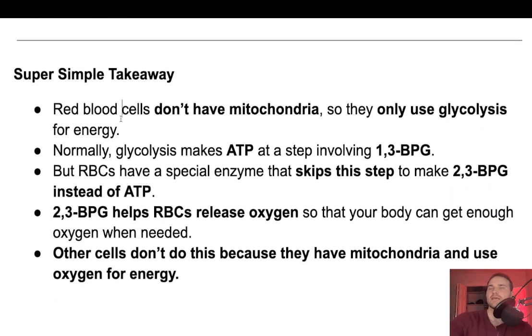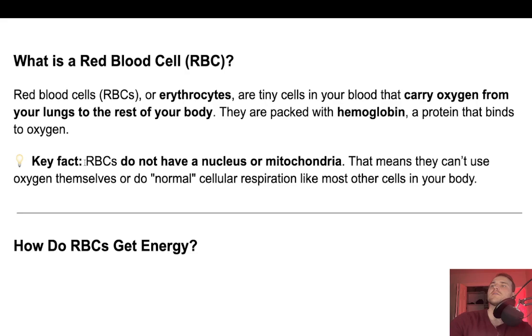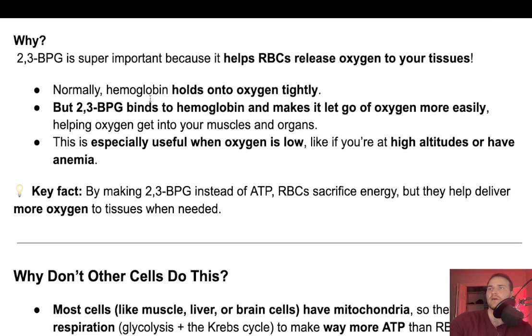So red blood cells don't have mitochondria. They don't have nuclei. And they make ATP in a single step. Normally, you make ATP with 1,3-BPG, but red blood cells have a special enzyme that skips that, makes 2,3-BPG, which helps release oxygen in hypoxemic environments. So that was the reason why I had to go over all that stuff. Red blood cells do not have a nucleus or mitochondria, and let's dive into some other stuff here. We've covered this.